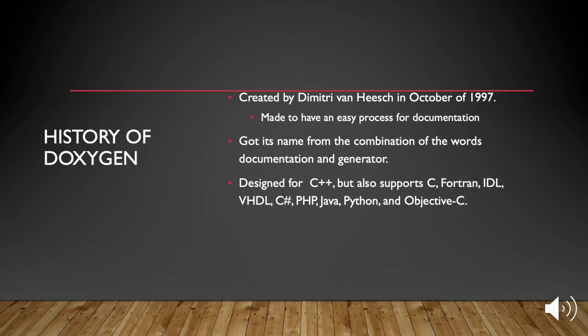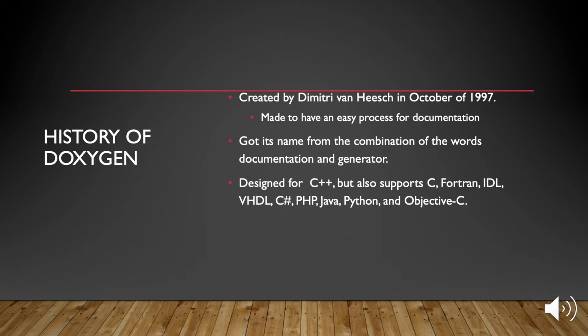Doxygen was created by Dimitri Van Heesch in October of 1997. Van Heesch had been documenting code by hand, and the current tools available to him were not satisfactory, so he decided to create his own tool.